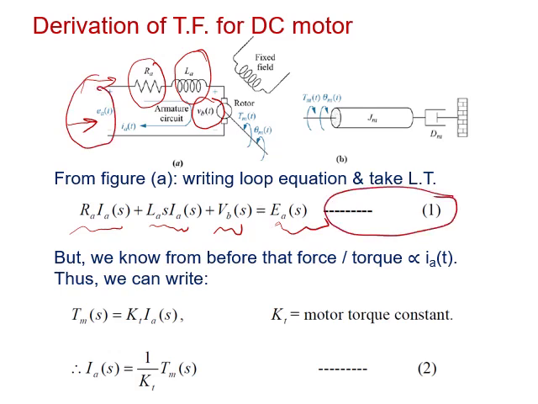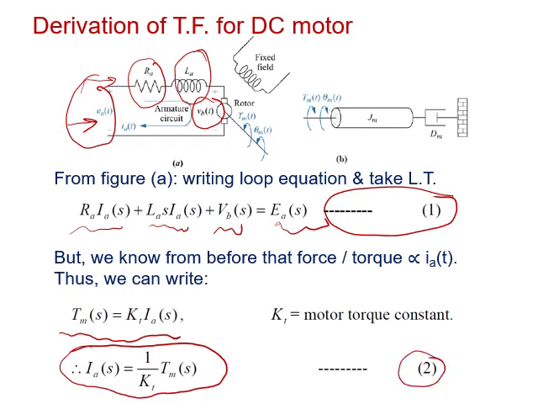Now, I have to keep the component which linking the mechanical element to electrical element, which is going to be the torque. So, torque is proportional to current. If I will write it as an equation, it's going to be written as Tm equal to Kt into Ia. From there, we will calculate Ia equal to 1 over Kt into Tm. This is equation number 2.